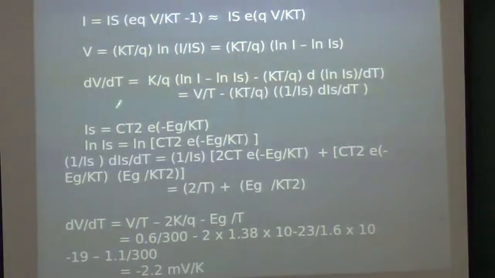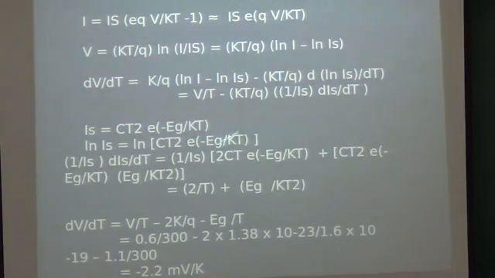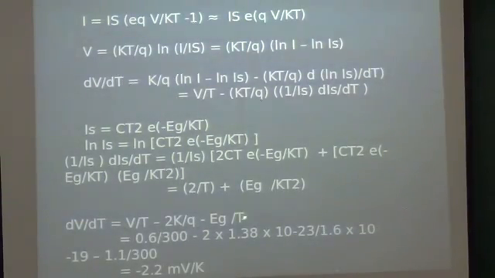Now saturation current goes as some constant times T squared e to the power minus Eg over kT. Eg is the band gap. So we take the log of this and substitute it here. Finally we get the value of dV over dT as V over T minus 2k over q minus Eg over qT. If we substitute the data for silicon, we get the value of dV over dT to be equal to minus 2.2 millivolts per Kelvin.